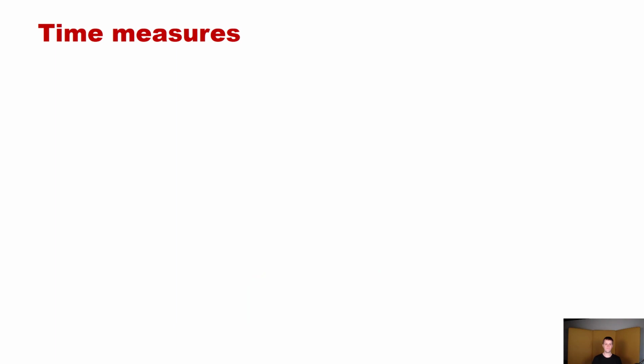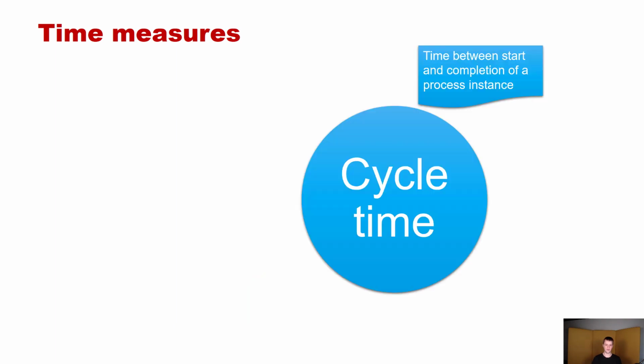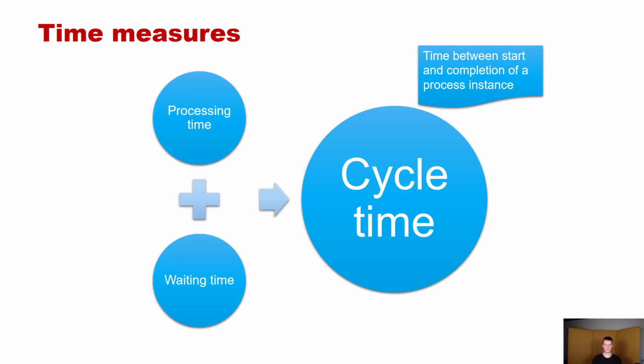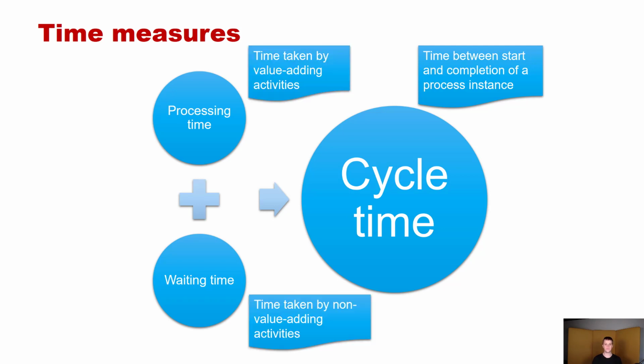Arguably, the main time measure is the cycle time. This can be seen as the mother of all time measures in business process management and process mining. What it refers to is time between start and completion of a process instance. It consists of two components: processing time and waiting time. Those respectively refer to time taken by value-adding activities and time taken by non-value-adding activities.